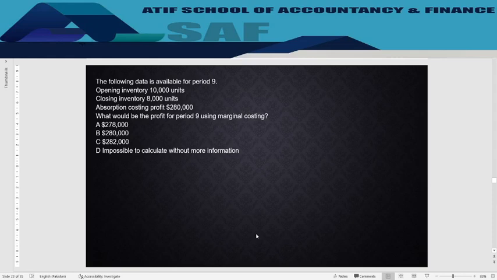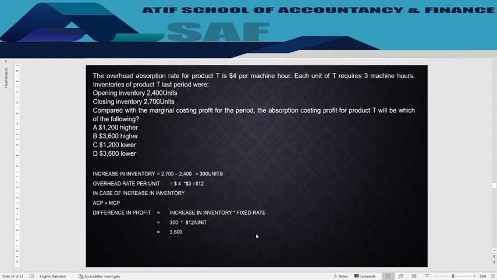Here there is no information which can tell us about the fixed overhead rate, so it is impossible to calculate without more information. In the next MCQ, the overhead absorption rate for product T is $4 per machine hour. Each unit of T requires 3 machine hours. We have to compute the overhead rate in terms of unit, and it comes as $12 per unit. Inventory opening is 2,400, closing is 2,700, and it represents an increase in inventory level. Compared with the marginal costing profit for the period, the absorption costing profit for product T will be which of the following? As it is the case of increase in inventory level.